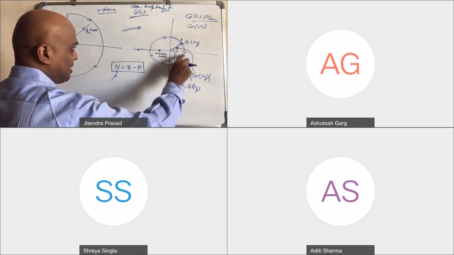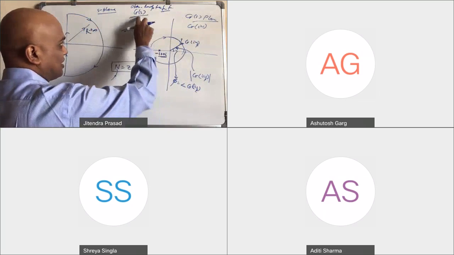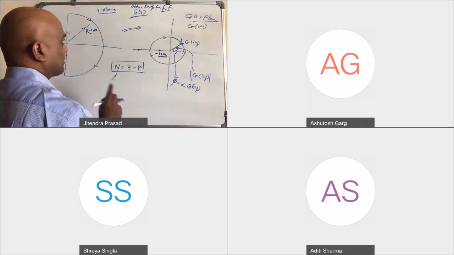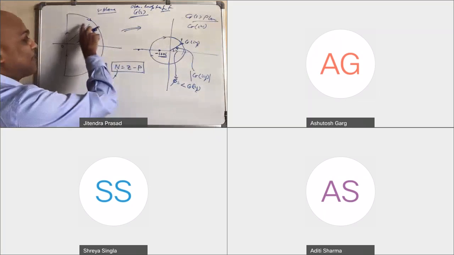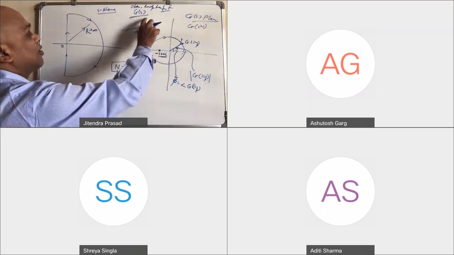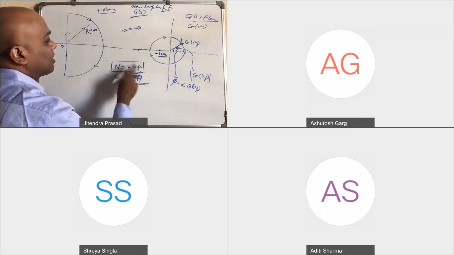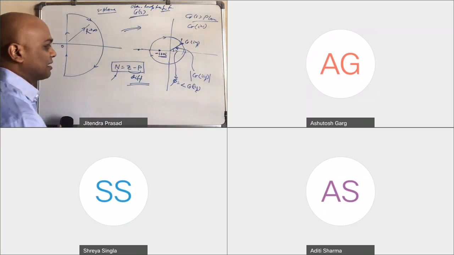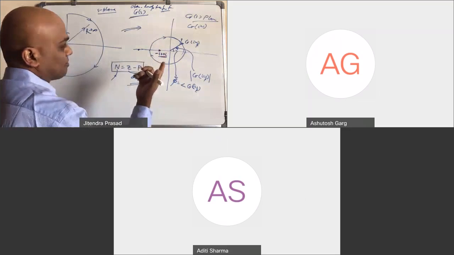Clockwise encirclement is equal to the number of zeros minus the number of poles. First, you have to know the poles. This gives you the difference. Remember, one of them you have to know, then only you can predict. Otherwise, no point. So typically, it's known what the poles are.